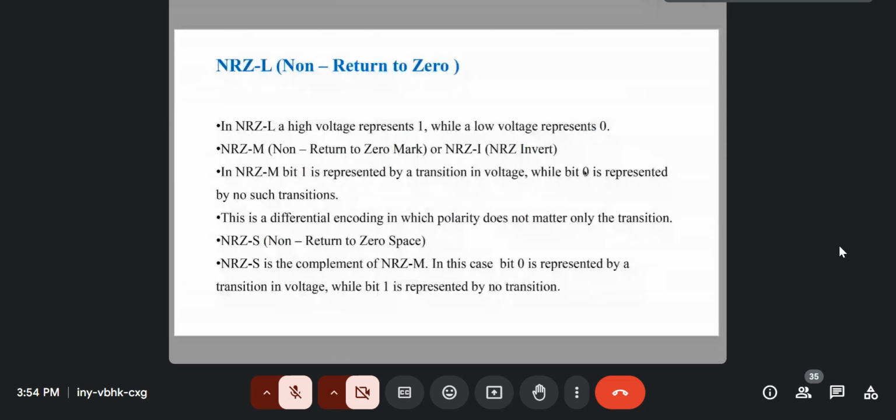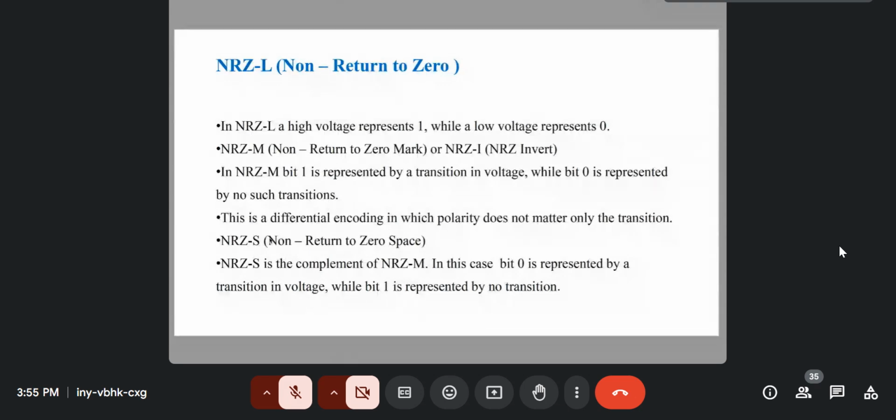When there is no transition, you are transmitting a 0. It doesn't matter whether you are high or low. It's different from Manchester, because in Manchester, high to low could mean 1 or 0, and low to high could mean 1 or 0, depending on which Manchester. But for this one, just the transition is what encodes the signal. So a transition means a 1, no transition means a 0.